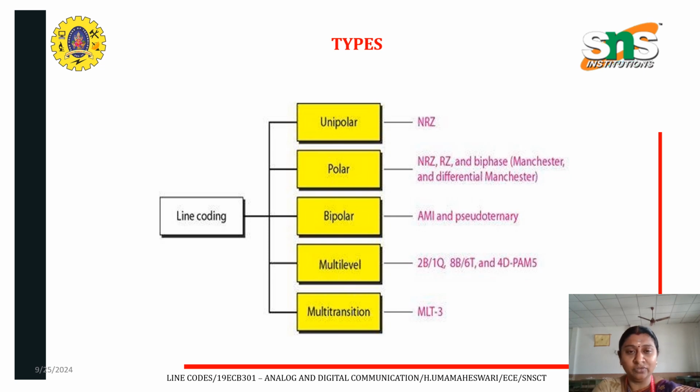There are various types of line coding techniques. It mainly deals with unipolar, polar, bipolar, multi-level and multi-transition. Under each division we will have non-return to zero and return to zero types. So unipolar NRZ is non-return to zero, and RZ is return to zero. And in bipolar, we will have only an RZ, which we call AMI.